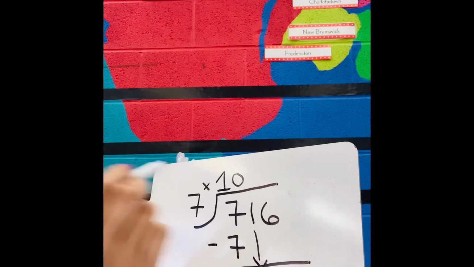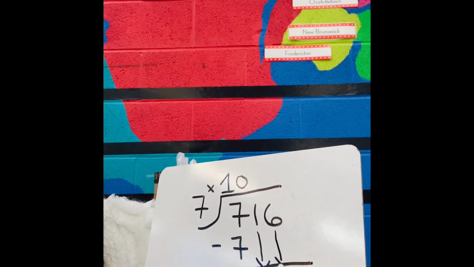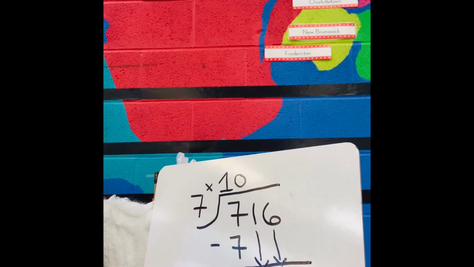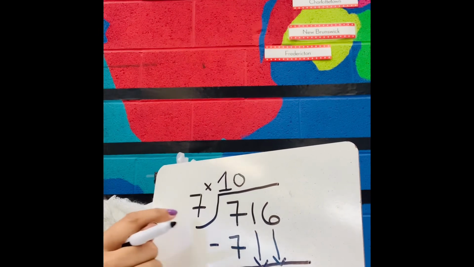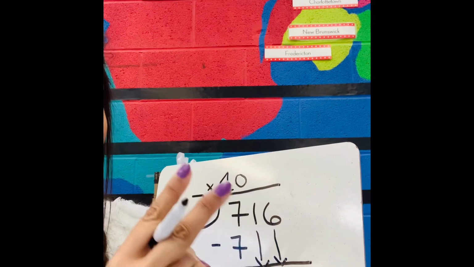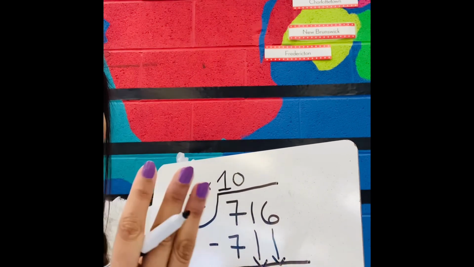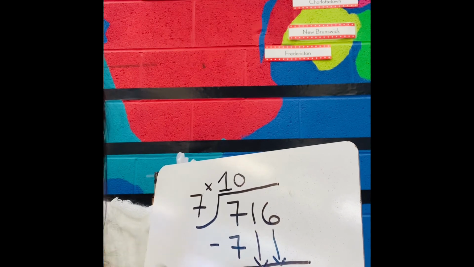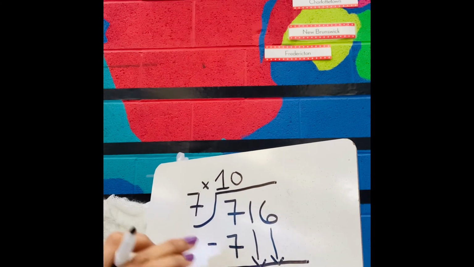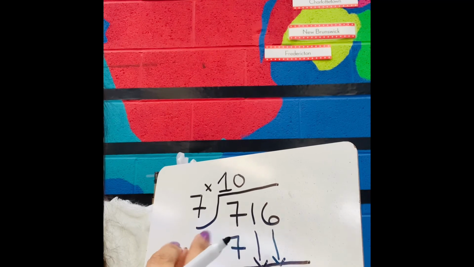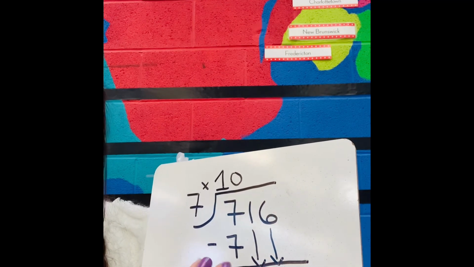Now, since I've put up a 0, I am allowed to bring my next number down beside this one. This has become a 16, right? How many 7s do I need to make 16? Well, I can only take 2 7s, right? Because 3 7s would give me 21. I do not need 21. I need something smaller than 16, right? So I know that the only number of 7s I can use is 2.